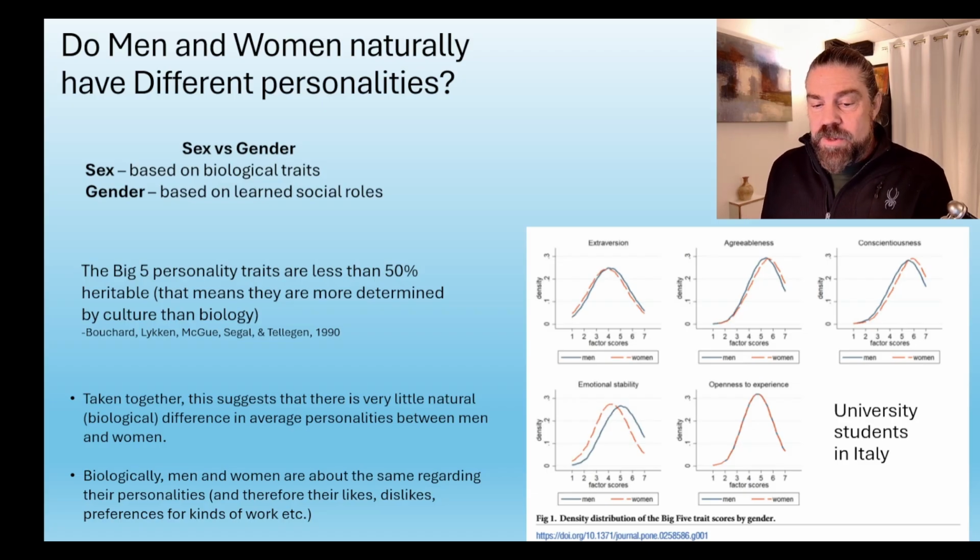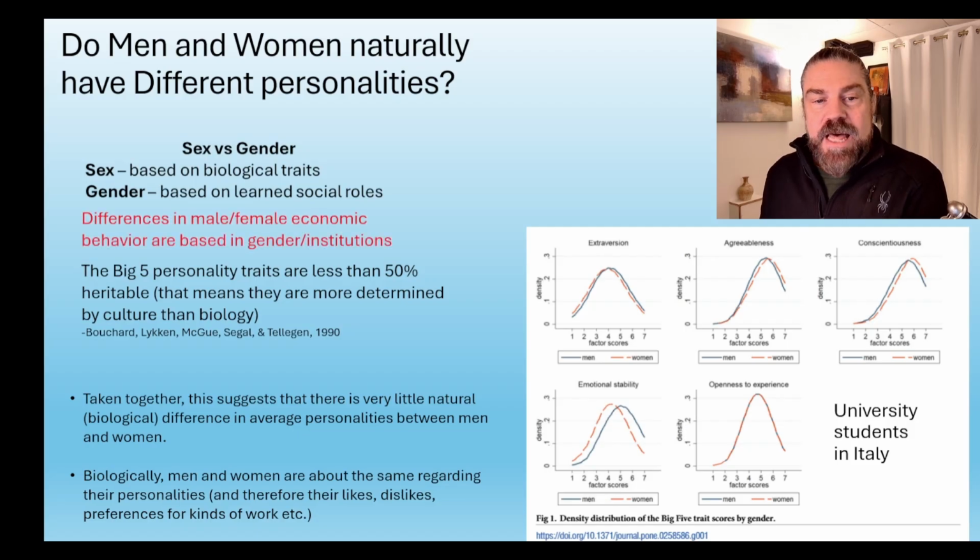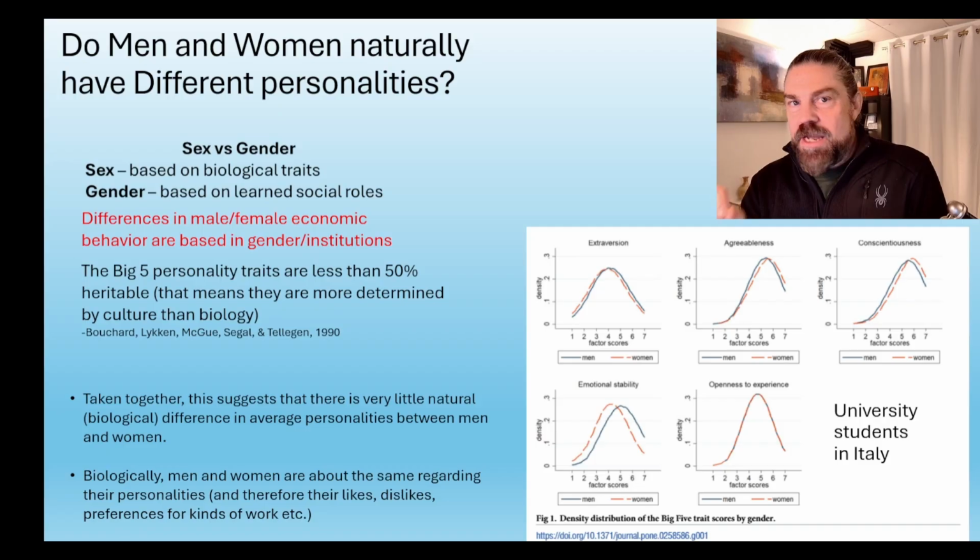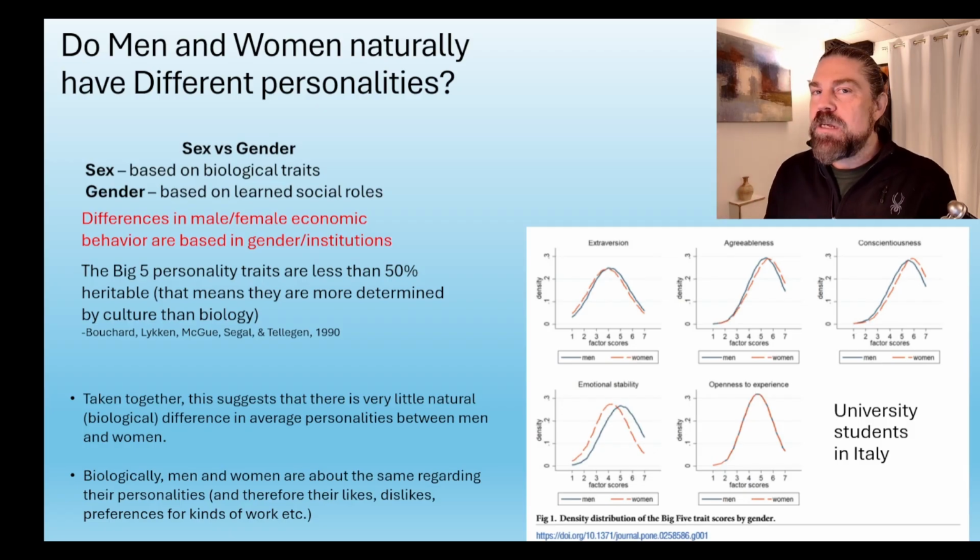Biologically, then, men and women are about the same regarding their personalities. That means they're about the same regarding their likes, dislikes, preferences for kinds of work and things like that. So what does that leave? Really, the differences in male and female economic behavior are likely based in gender and institutions. That is, they're not biological, they're social and cultural somehow.